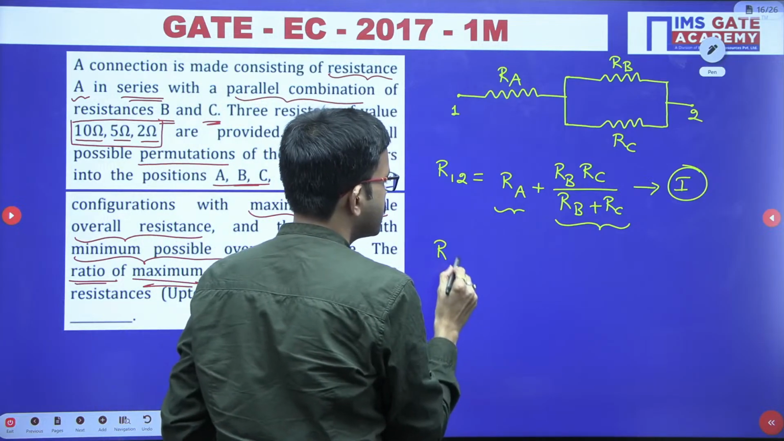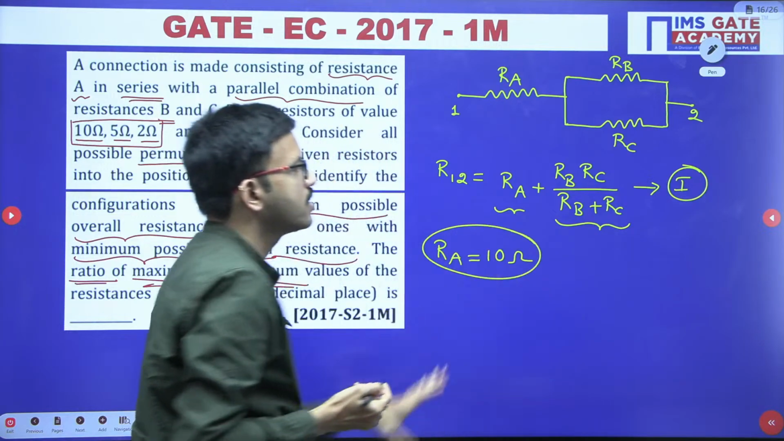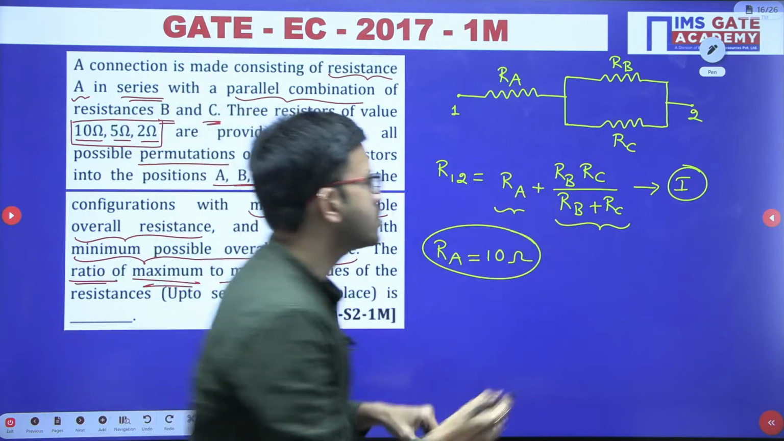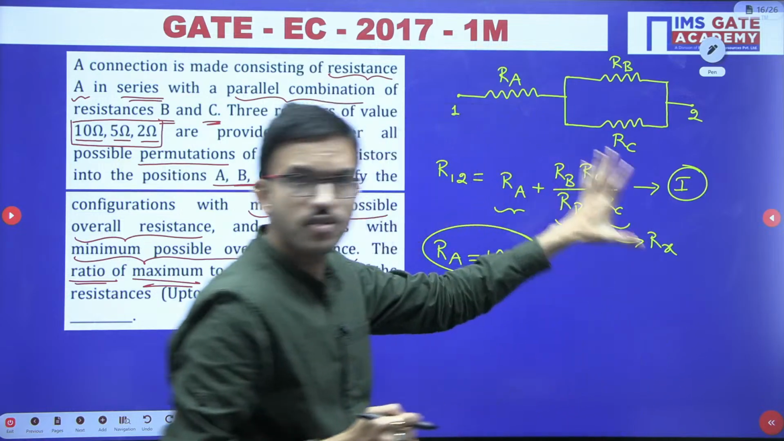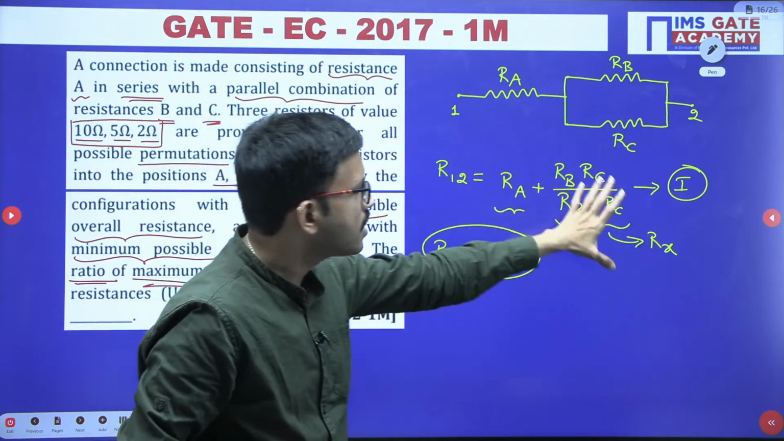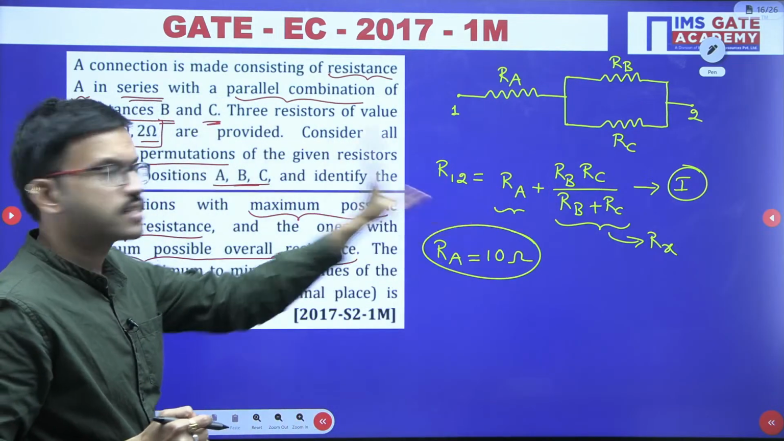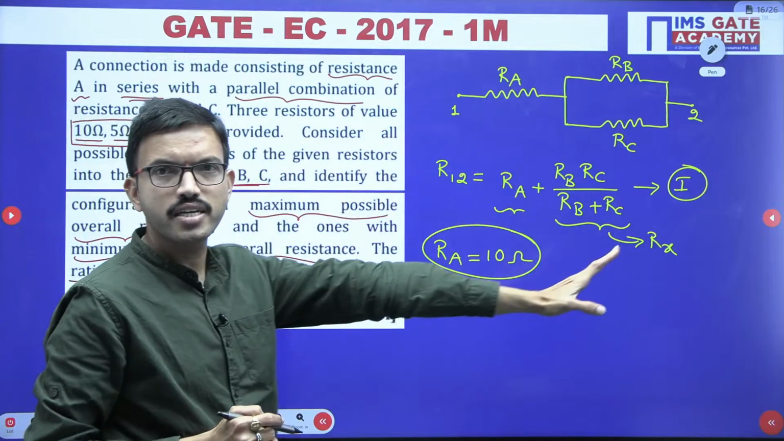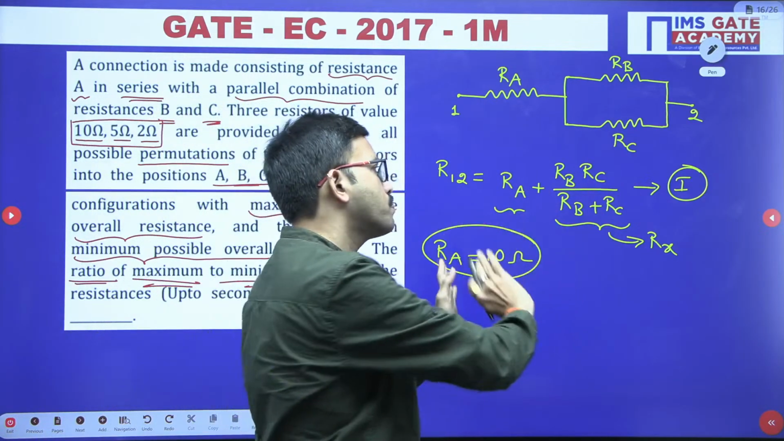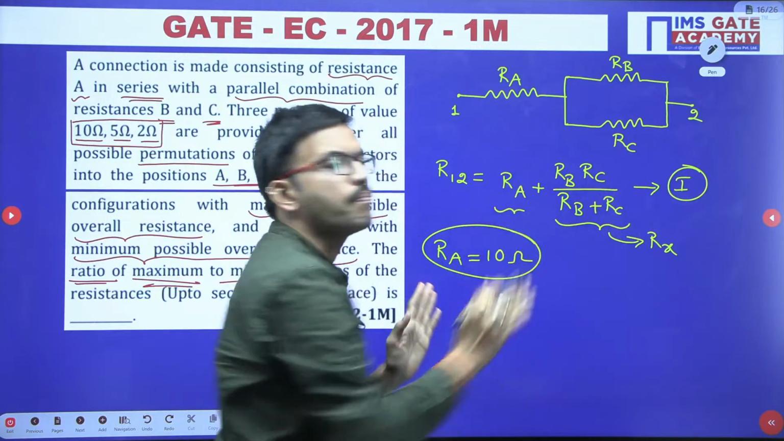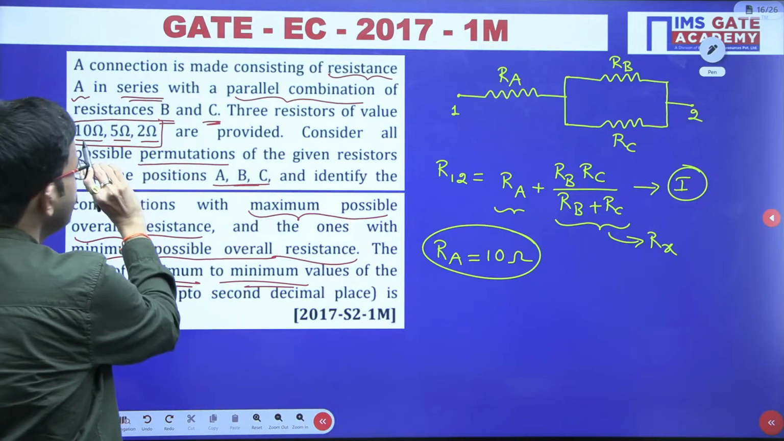If you consider RA equal to 10 ohm, what will happen? Suppose I label this as RX, you will be getting some value RX. So 10 plus RX you get. In another case 5 plus RX, in another case 2 plus RX. Among all, 10 is the maximum. Because of that, this overall value will get maximum. So this is like trial and error. RA value we have fixed as 10.